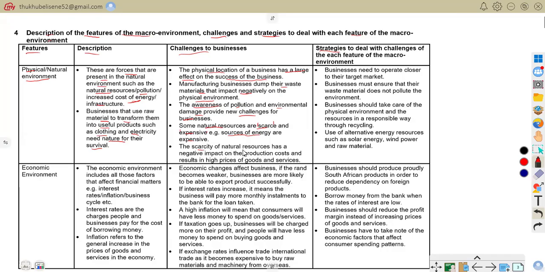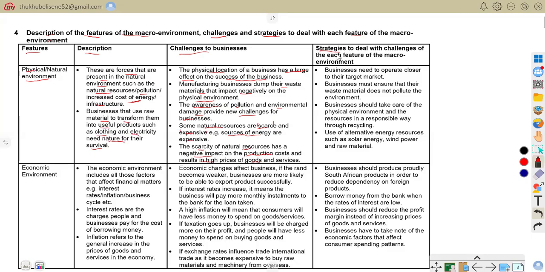The scarcity of natural resources has a negative impact on the production cost and results in higher prices of goods and services. We've talked about that one. So the scarcity of natural resources has a negative impact on the production cost and results in higher prices of goods and services. So prices of goods become high because of the scarcity of natural resources.